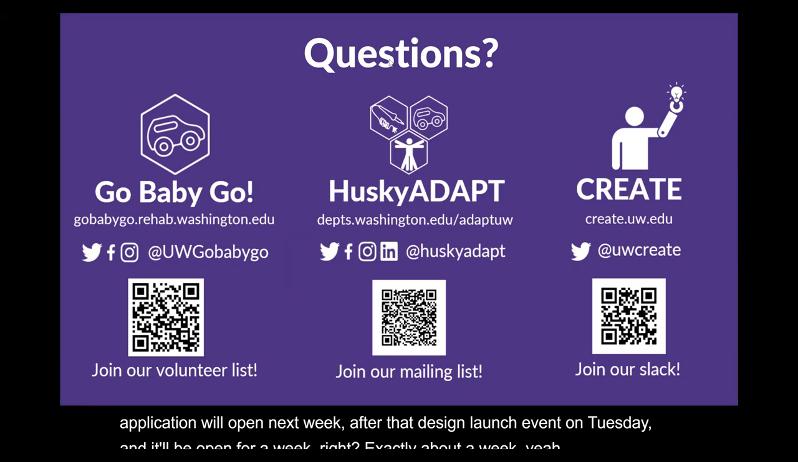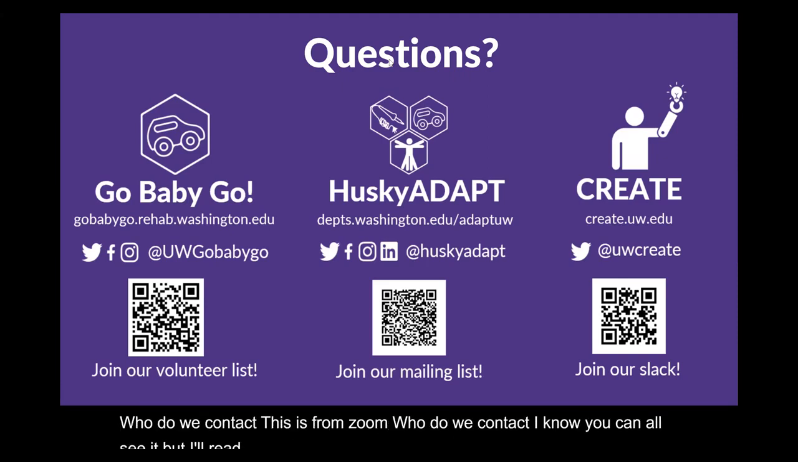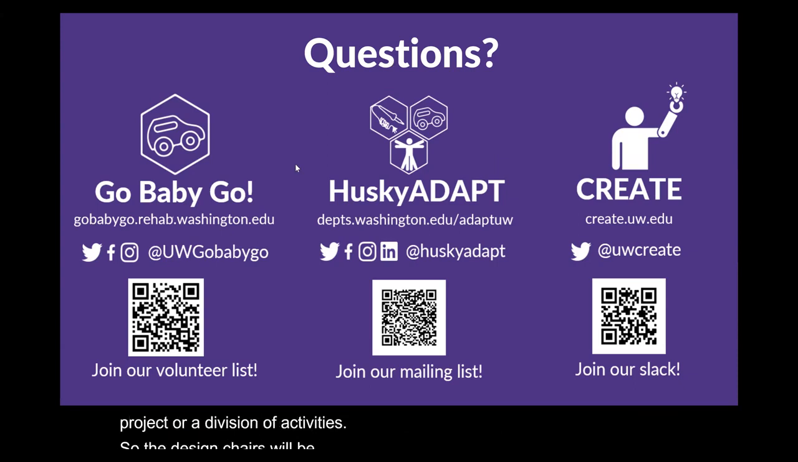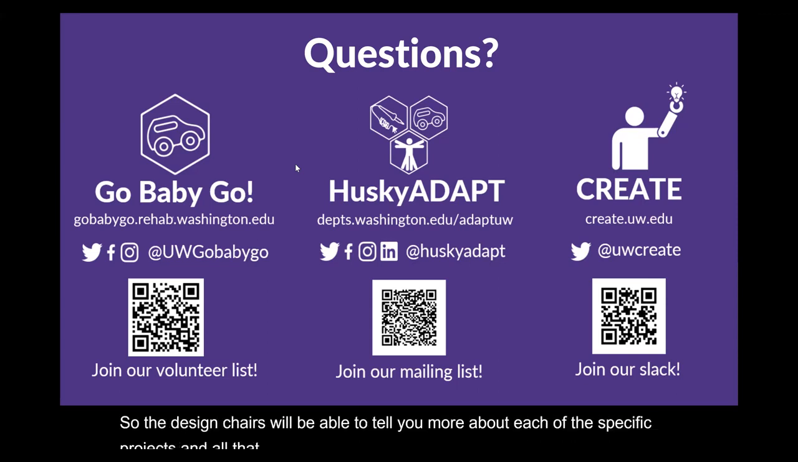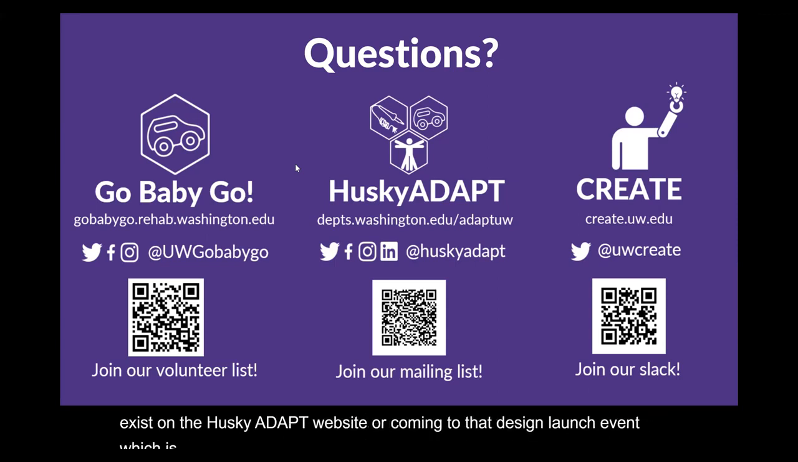Who do we contact if we want to know about a specific project or a division of activities? The design chairs will be able to tell you more about each of the specific projects and what those will entail. You can either email them, and all their emails exist on the HuskyADAPT website, or come to the design launch event, which is next Tuesday at 5:30.